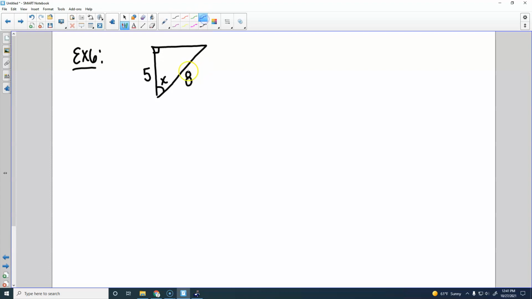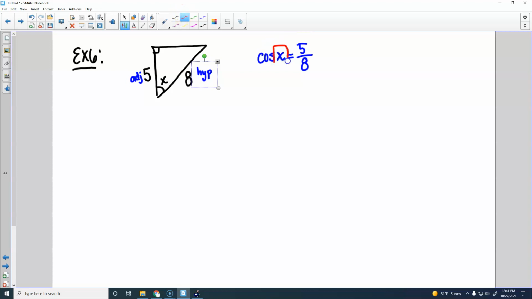All right, so this time, I don't know the angle. So these are going to be a little bit different in the way that we solve them, but no different really in the way that we set them up. So 5 is the adjacent. 8 is the hypotenuse. So adjacent and hypotenuse is going to be cosine. Cosine of x is going to equal 5 over 8. So this time, it's going to be different because this is not what my angle equals. This is cosine of that angle equals this.